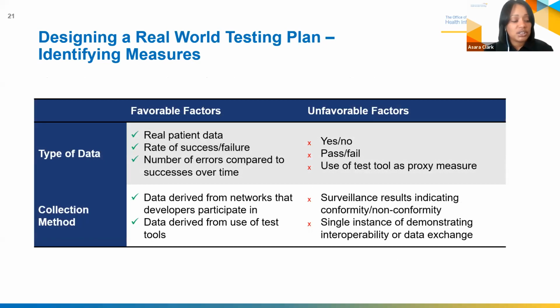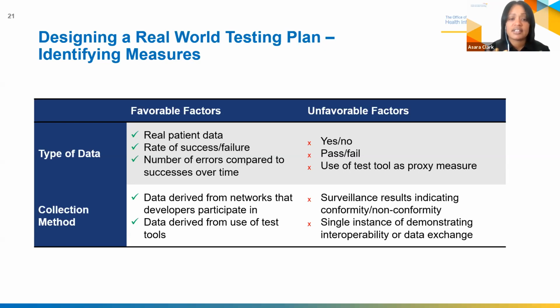We also have put out and identified certain measures that might be favorable and some that might not be favorable, okay? This is going to go to the completeness of your plan. So I'm going to talk a little bit about that. So when we're thinking about the type of data that we wanted to use, again, as I mentioned and stressed earlier, we want to use real patient data. This is real world testing, right? So you want to make your approach target real life activities, real patient data, and real world environments. This is the whole point of real world testing.